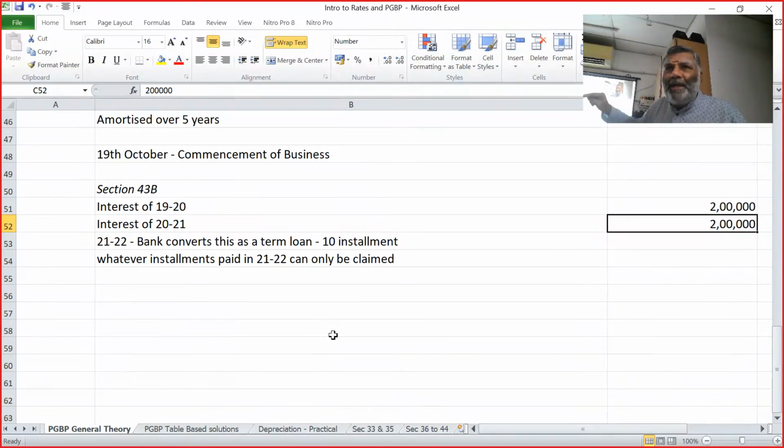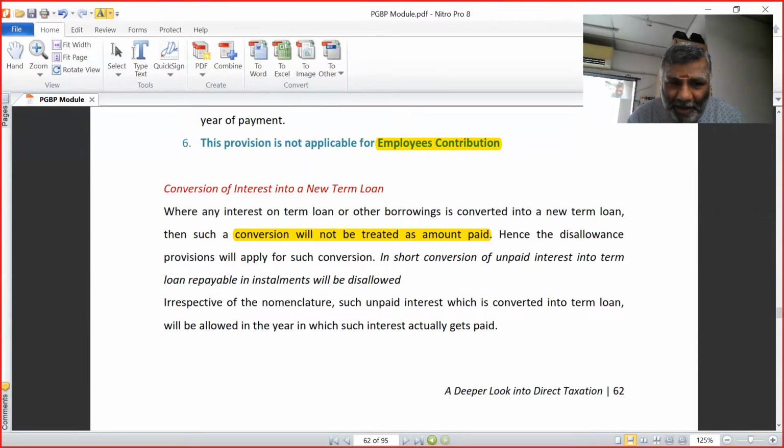And when I pay the installment, term loan account debit to bank. So, when I am paying the money in books of accounts, it goes to balance sheet. Whereas in our income tax law, this should be treated as expenditure because these two would have been disallowed. The law, irrespective of the nomenclature, says such unpaid interest which is converted into term loan will be allowed in the year in which it is paid.